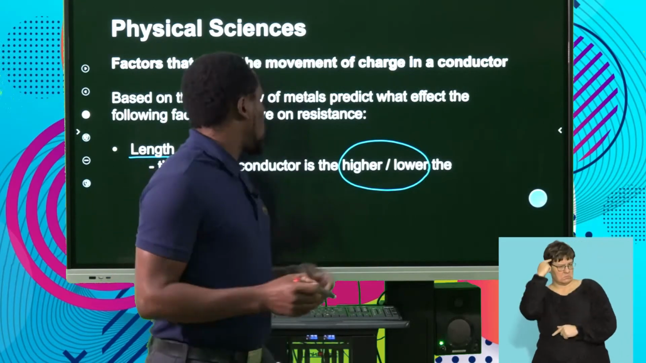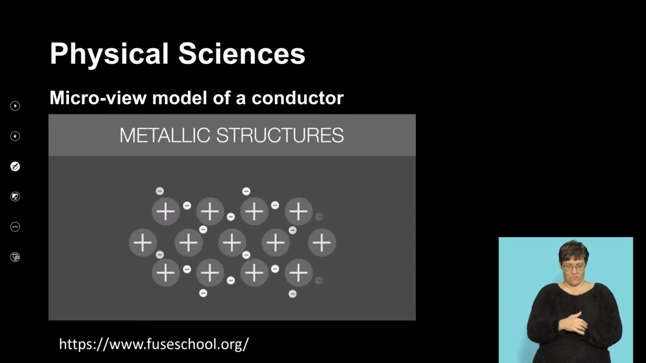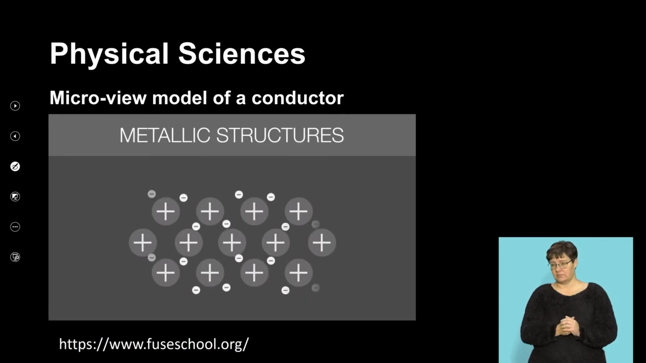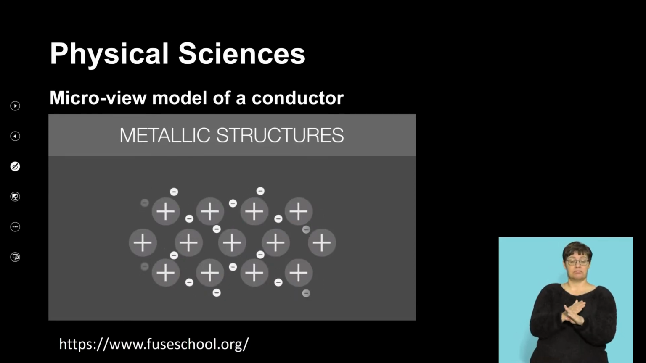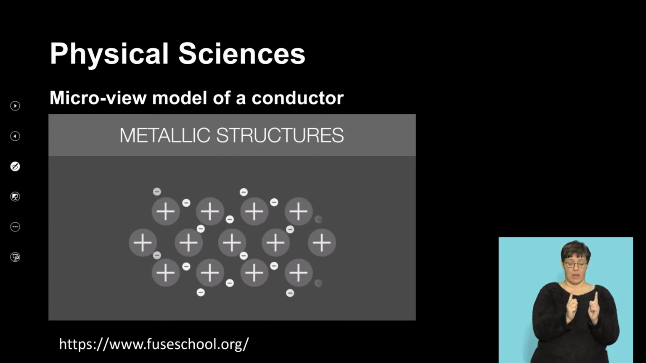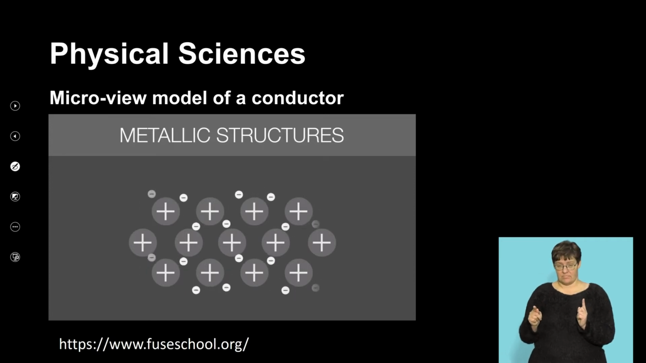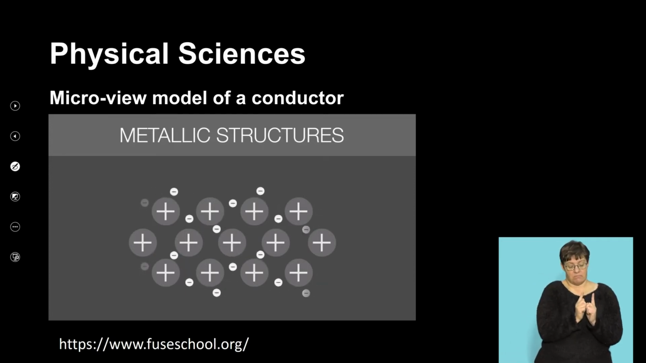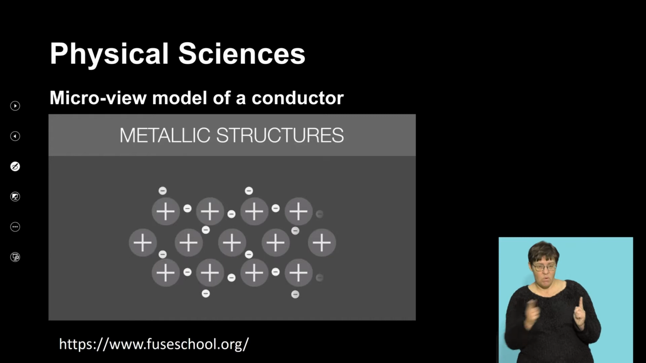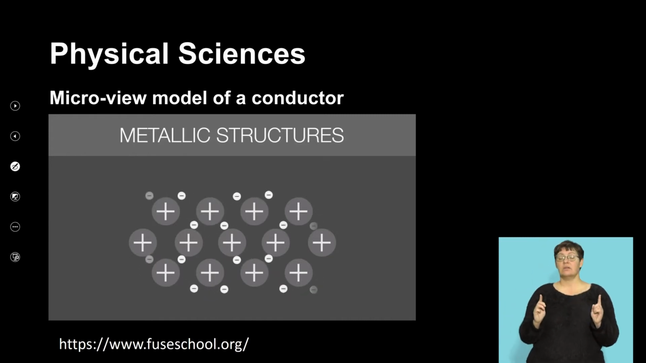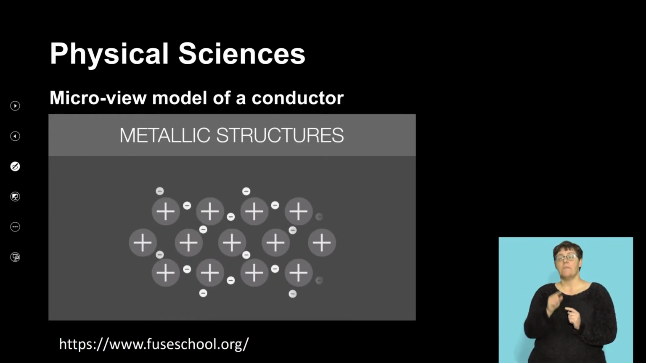If, for argument's sake, this is the resistance that it offers, now the longer this piece of wire, if this is a segment of a conductor, if we extend it, what's going to happen is it will offer an even greater opposition to the flow of current.